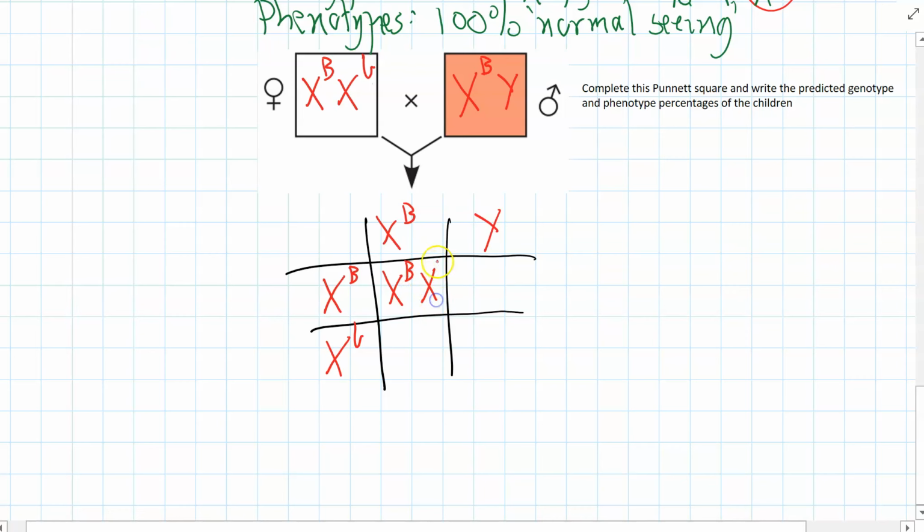So the first possible child is a girl who is normal seeing. The other possible child is a girl who's a carrier, still normal seeing though. The other possible child is a boy, he's normal seeing. But then this boy here, he will be colorblind because he's received the faulty allele from mum and he's received a Y from dad. So he's hemizygous and he only has the faulty allele, so he is colorblind.